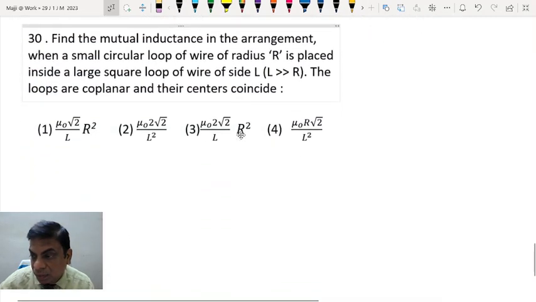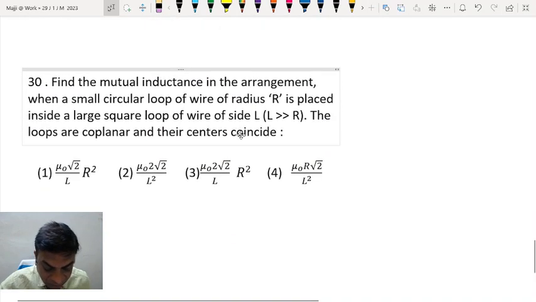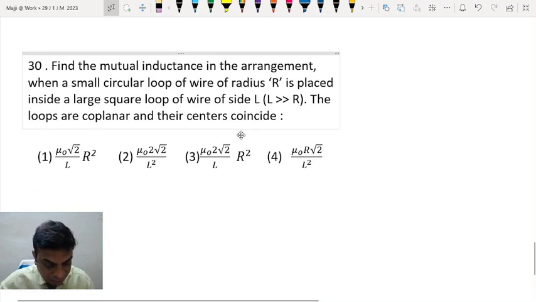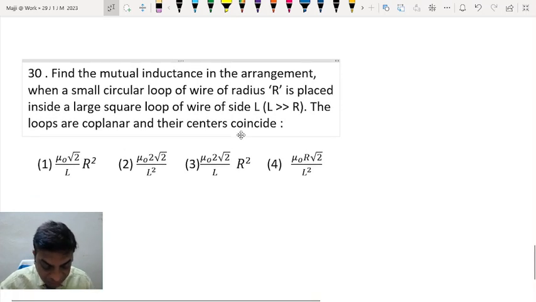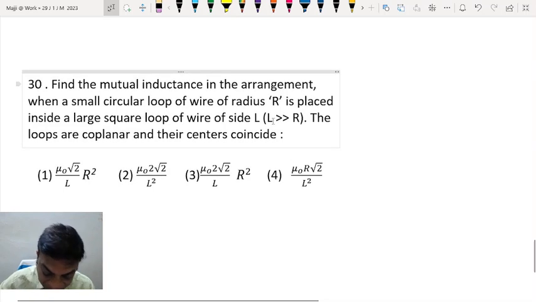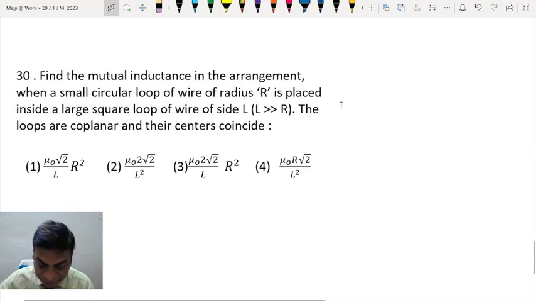So next, coming on to the next question. Find the mutual inductance in the arrangement when a small circular loop of wire of radius r is placed inside a large square loop of wire of side L. L is too large compared to r. The loops are coplanar and their centers coincide.